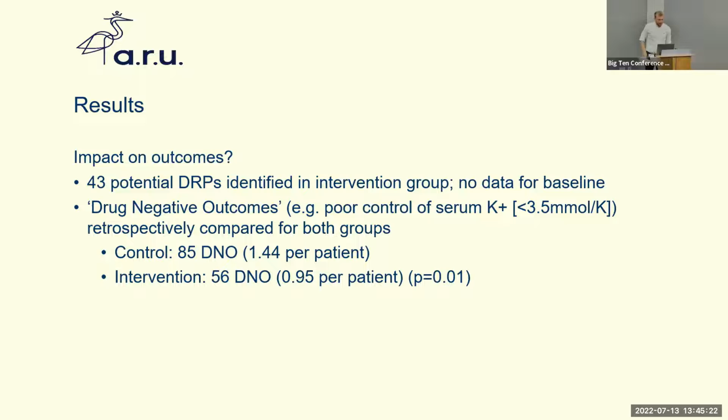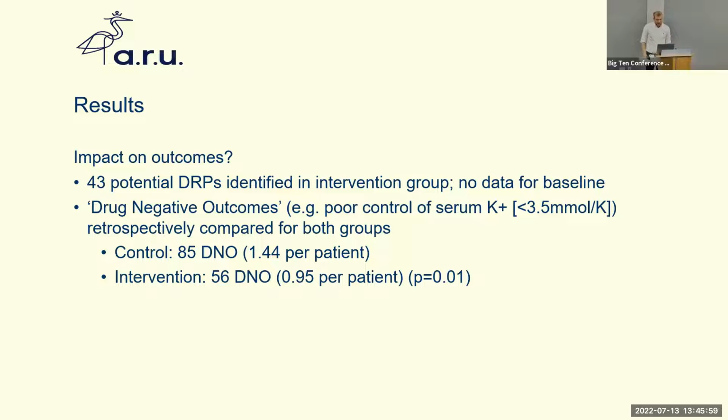And what did they find from that one intervention? In terms of impact on outcomes, they found 43 potential DRPs in the intervention group, but there was no baseline data, which made it not very helpful. They did provide comparative data for drug negative outcomes, which are the potential outcome due to a DRP. They compared the two groups for these, lots of them. One example would be poor serum potassium control in those with heart failure. They compared them for both intervention and control groups retrospectively.